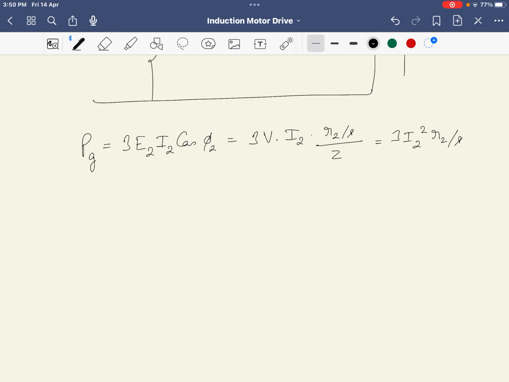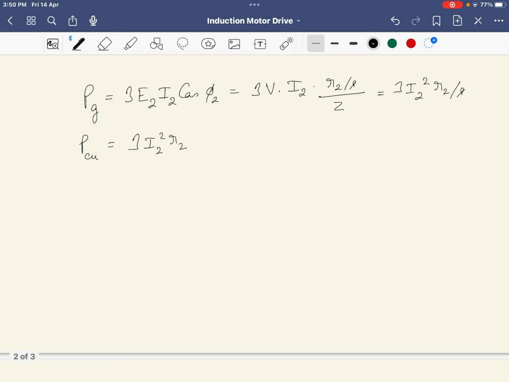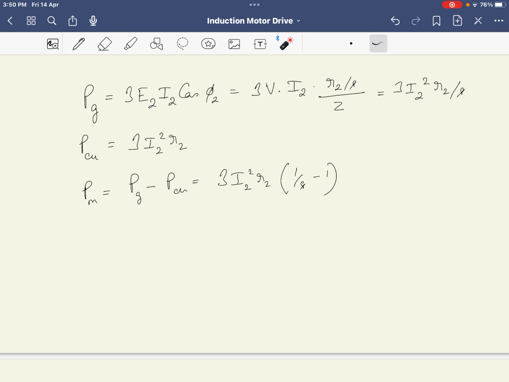Now, if the copper loss is to be removed from this expression, what is copper loss? The copper loss will be equal to 3 times I2 square R2. If we remove the copper loss, we get the mechanical power, that is PG minus PCU. We can rewrite this as R2 times 1 by S minus 1. Correct, this is 1 by S and this is 1, so that can be rewritten as I2 square R2 times 1 minus S divided by S.